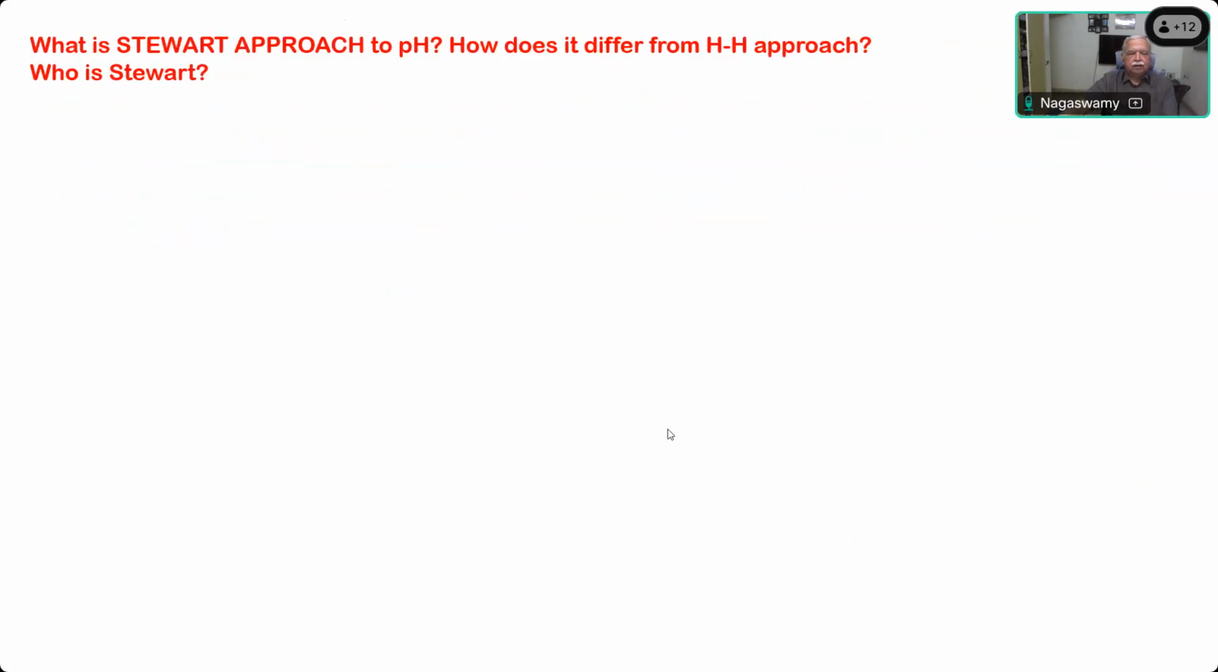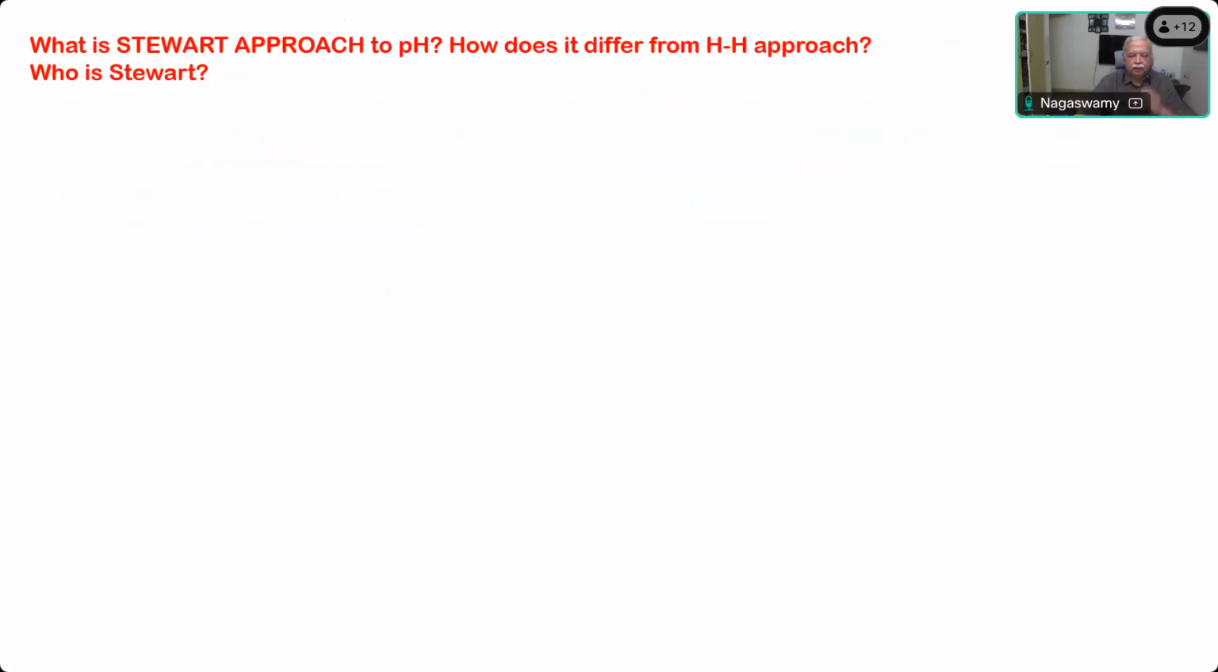Lastly, after all these discussions, what is the Stewart approach to pH? How does it differ from the Henderson-Hasselbalch approach? And who is Stewart? Sometimes you do extremely well in analyzing ABG and other things, then we may be asked about what is the Stewart approach to the pH. It is the strong ion difference.